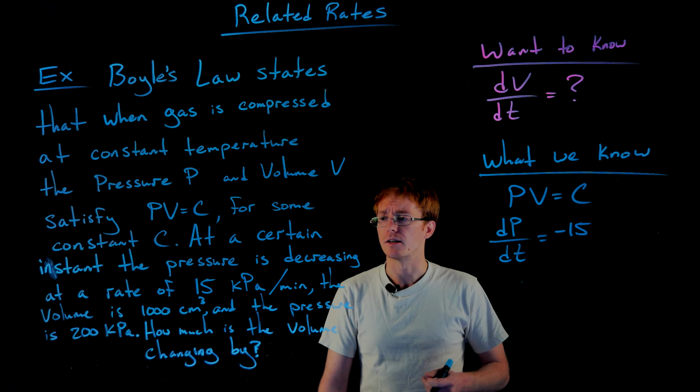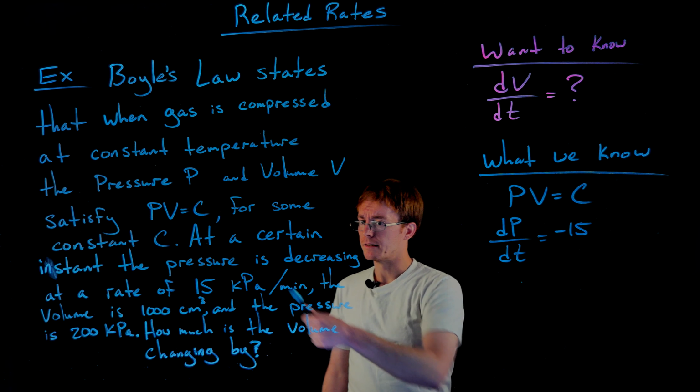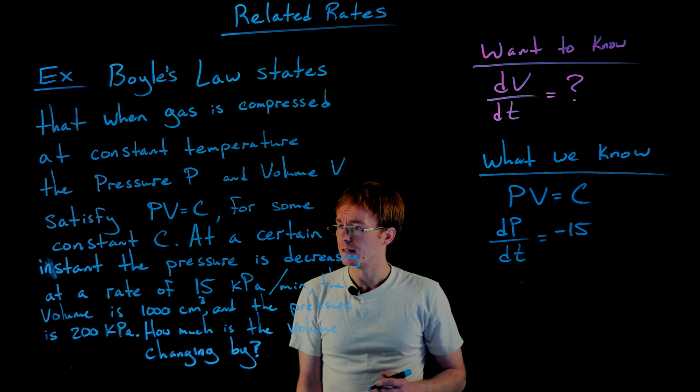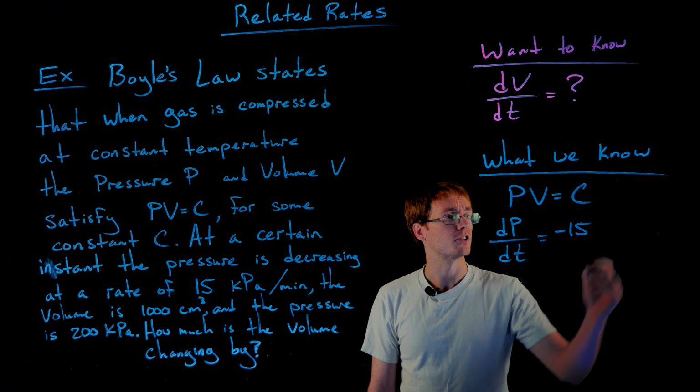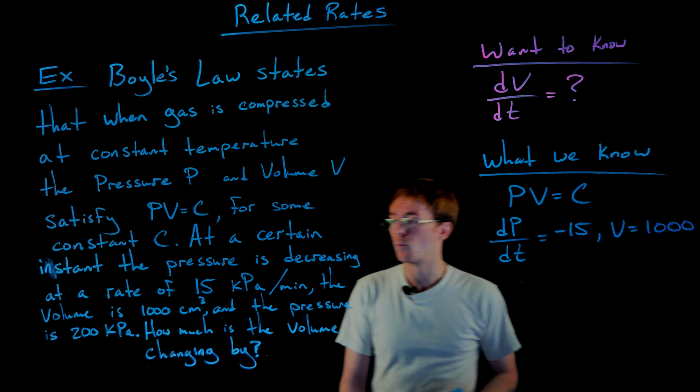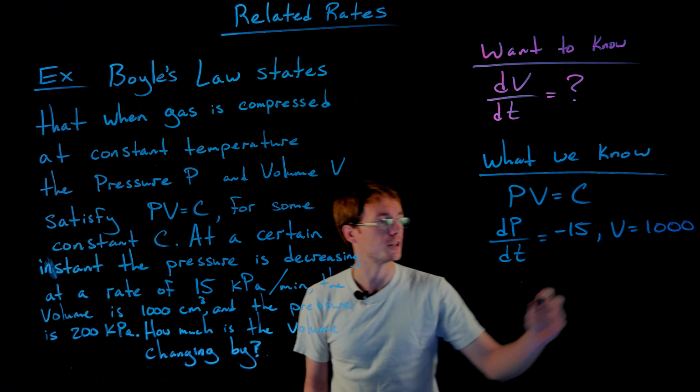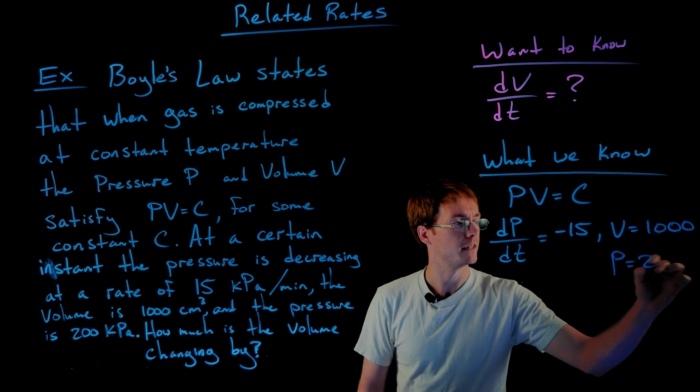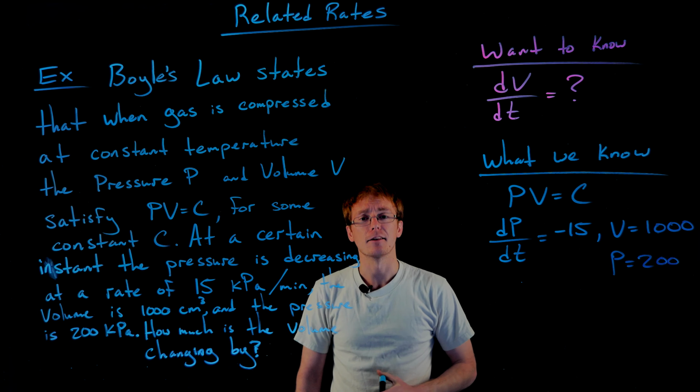All right, so is there anything else we know? We got dP/dt. Let's see, we're told the volume is 1,000 cubic centimeters, so V is equal to 1,000, and we're also told the pressure at our moment of interest is 200 kilopascals.